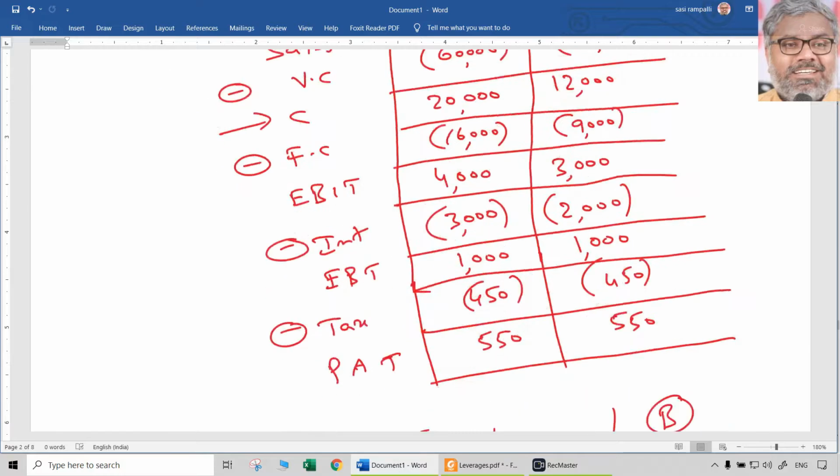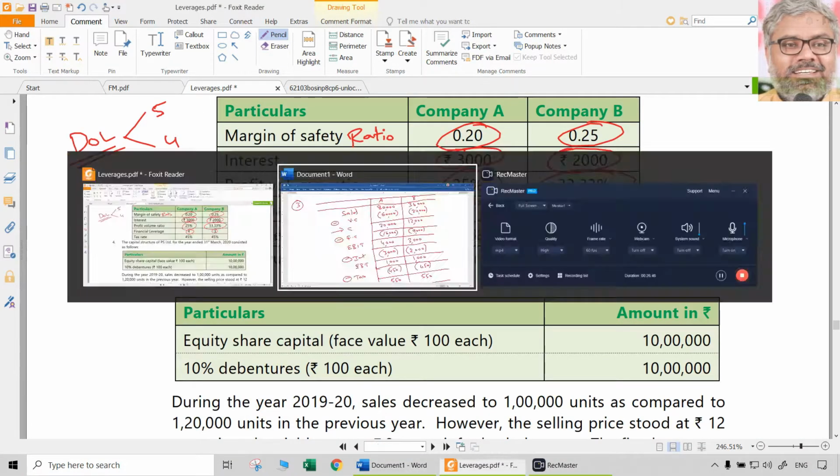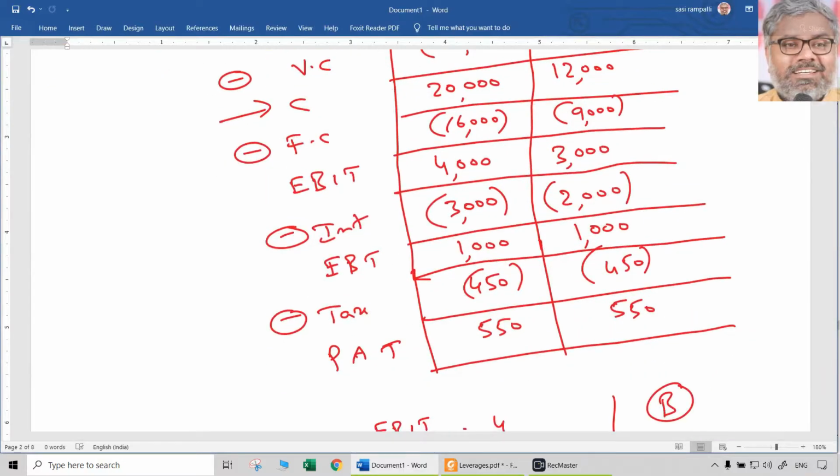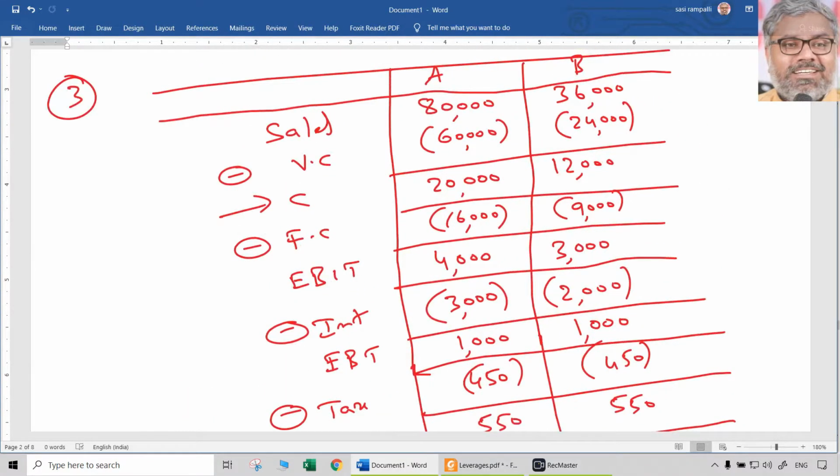Direct question. Such kind of questions have been asked earlier also. So we have to break the chain one by one. Whatever the information we know, that first we have to fill. Breaking the chain will not happen in the brain. It has to be done on paper. So interest we know. That is the difference between EBIT and EBT. And the link between EBIT and EBT is financial leverage. From that we can find out how much is EBT from how much is EBIT.